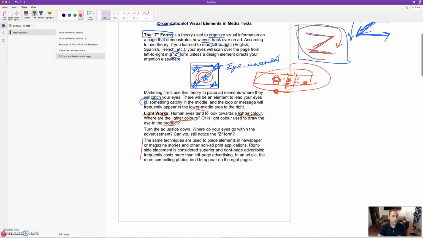Now, the same techniques are used to place elements in newspaper or magazine stories and other non-ad print applications. Right side placement is considered superior, and the right page advertising frequently costs more than the left page. In an article, the more compelling photos tend to appear on the right pages. So imagine you have like a spread in a newspaper. Well, they're saying this side is more important than this side. Just something to do, I guess, with our emphasis visually.